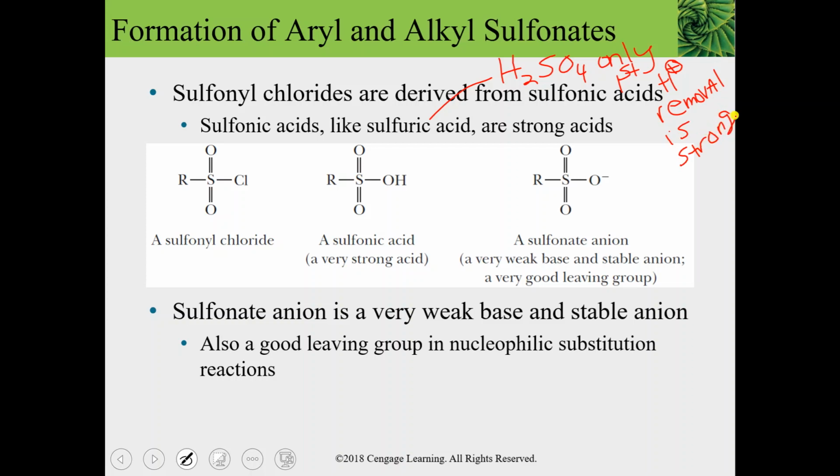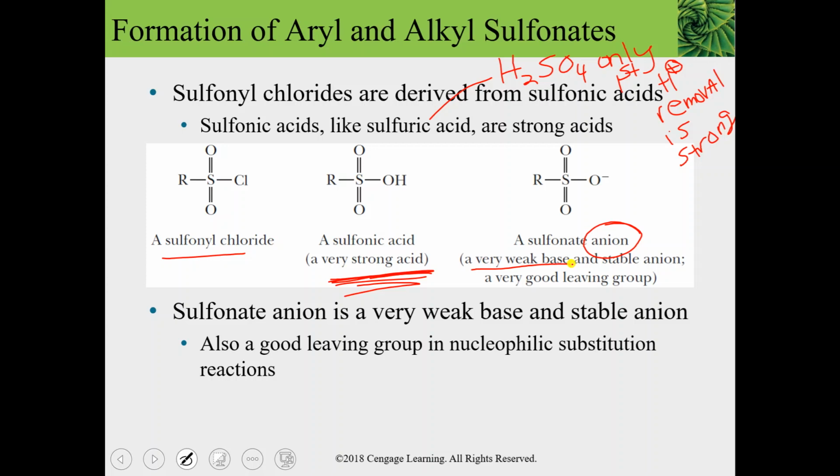Okay? Now, the sulfonic acids are strong. So the sulfonyl chloride and sulfonic acid, very strong acid. It's an organic acid. That's why you typically don't see it on the list when you've studied Gen Chem 1 and 2. Well, specifically 2. So if we have sulfonic acid being a very strong acid, that means the anion of it will be a very weak base. And it's a very stable anion. That's what makes it a good leaving group. It is a weak base and a stable anion. Anything that is a stable anion is a good leaving group.